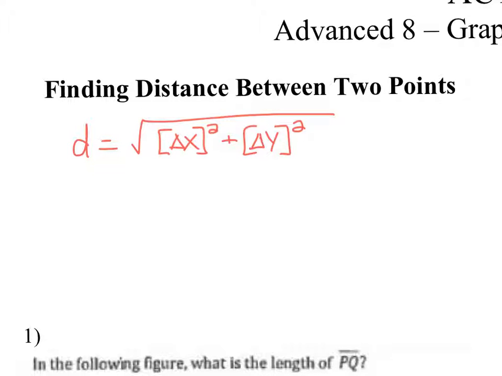To find the distance between 2 points, you're going to use the distance formula. This is one version of it. D equals the square root of the sum of the difference of your x values squared and the difference of your y values squared. This triangle means difference, it means subtract.